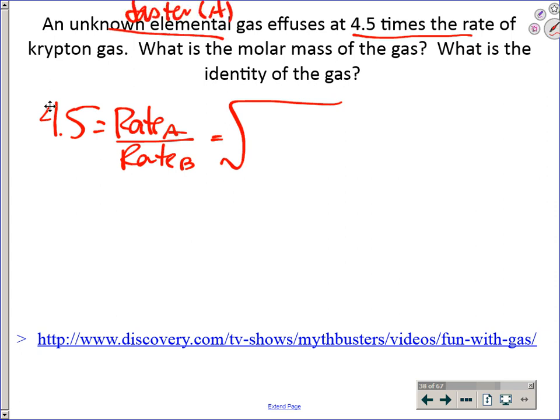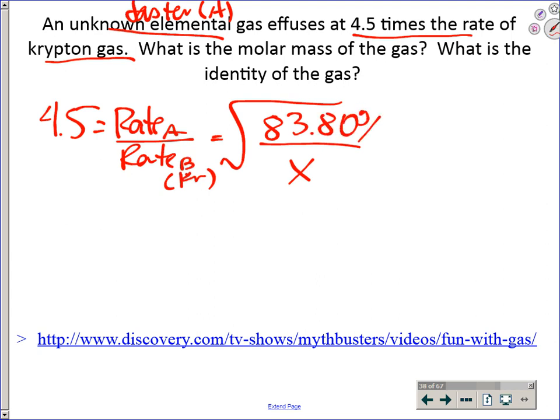So we'll keep A as an unknown because we don't know that one. So we're inverting or making an inverse relationship with the molar mass, where krypton gas has to be B. So I'll put krypton right there to recognize that's its identity. So what's the molar mass of B or krypton? 80. What do you say? 80 what? Oh, 83.80 grams per mole.